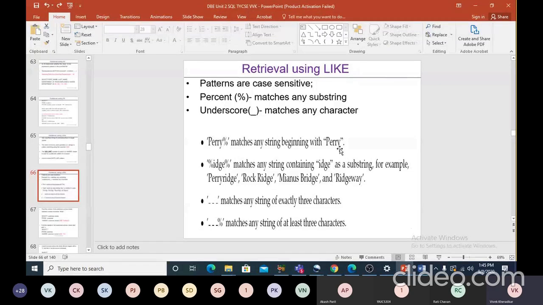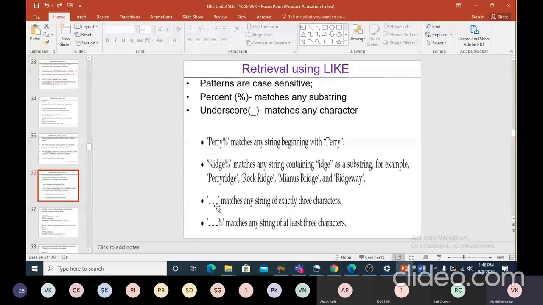Okay. Next, one more example of a pattern: single quote, percentage, IDGE, percentage. What about this pattern? This pattern matches any string with the substring IDG. Before IDG any string is allowed, and after IDG any string is allowed. That percentage may be zero or more characters, so no character is also allowed at the start and at the end. For example, this pattern matches the string Perry, matches Rockeries, and it also matches the IDG string only.